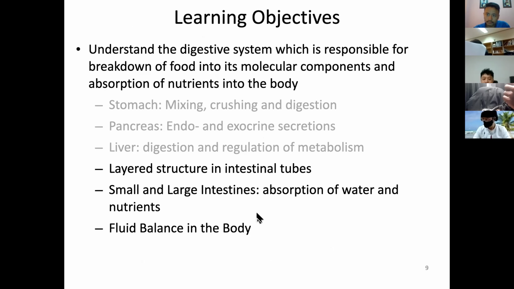Okay. All right. So today we discussed our digestive system, whose role is breaking down solid food from the mouth to your stomach and through your intestine into its molecular components, and absorption of nutrients. And I'm going to go to the second part. I'll take less than 10 minutes to explain the structure of the small and large intestine.